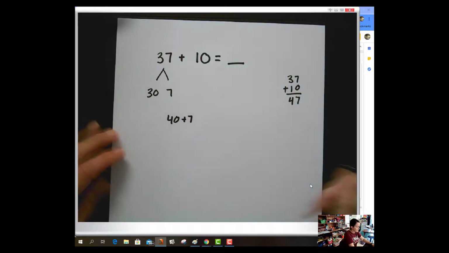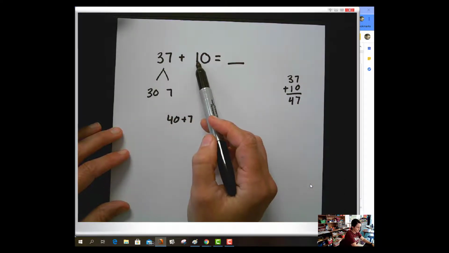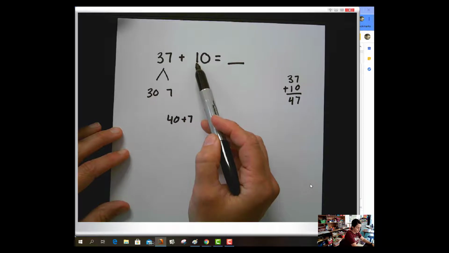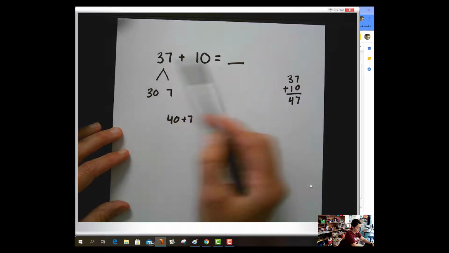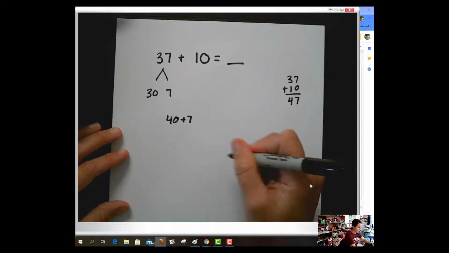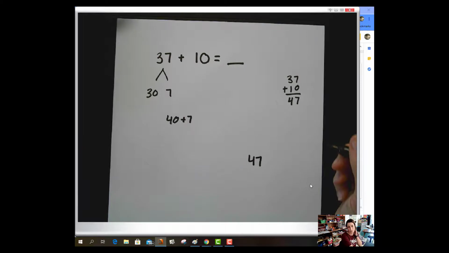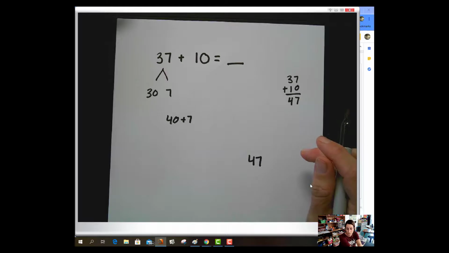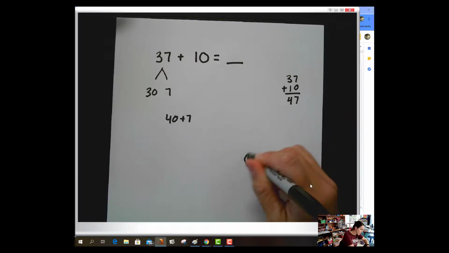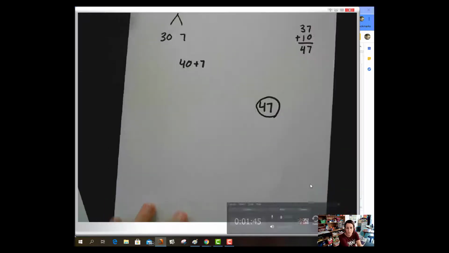And then some of us were mentally able to just in our brains look at this and look at the tens place, and we were able to just take this 1 and add it to the 3. So we mentally just counted up 10 and we got 47. If you have a different strategy, please comment and share it with me. I always love hearing the different strategies that you guys use. But the answer is 47. However you got there, it's the perfect strategy for you.